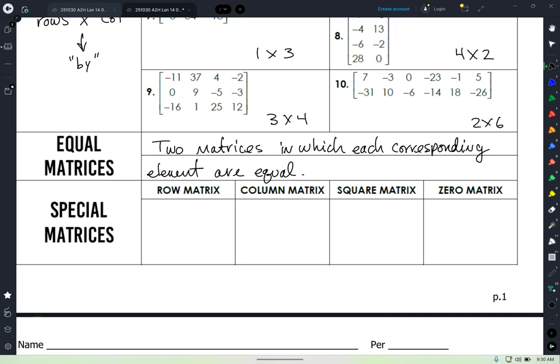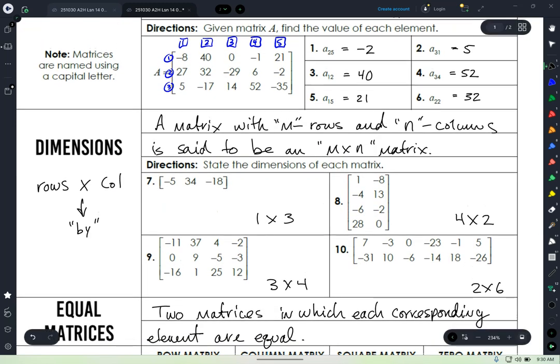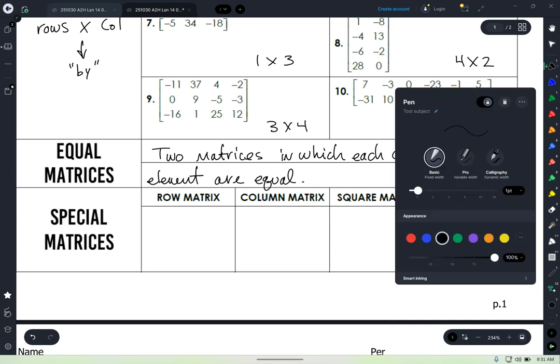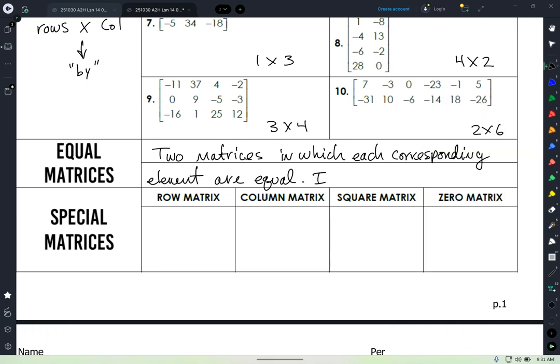Okay, so matrices are usually named with a capital letter. You can see up here that this is matrix capital A. So if we were to say matrix A was equal to matrix B, then, and this is just going to be an example, we could say something like A sub 2,1 is equal to B sub 2,1, etc., because each element in the matrix would match.